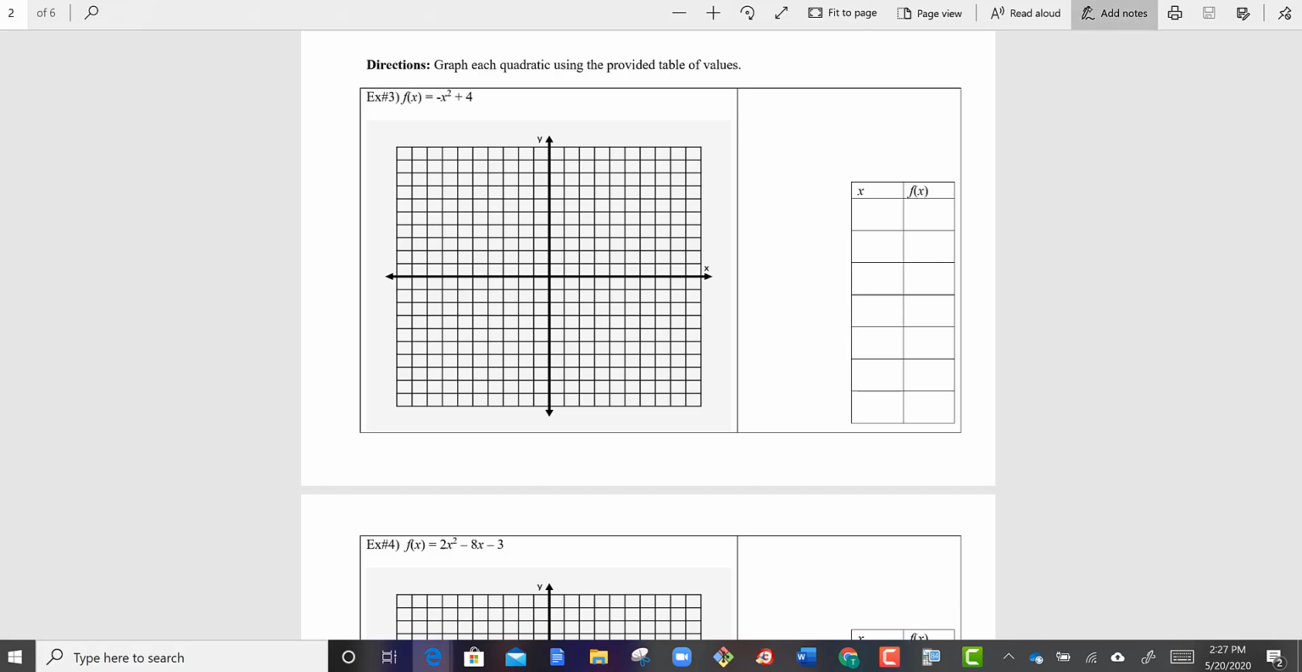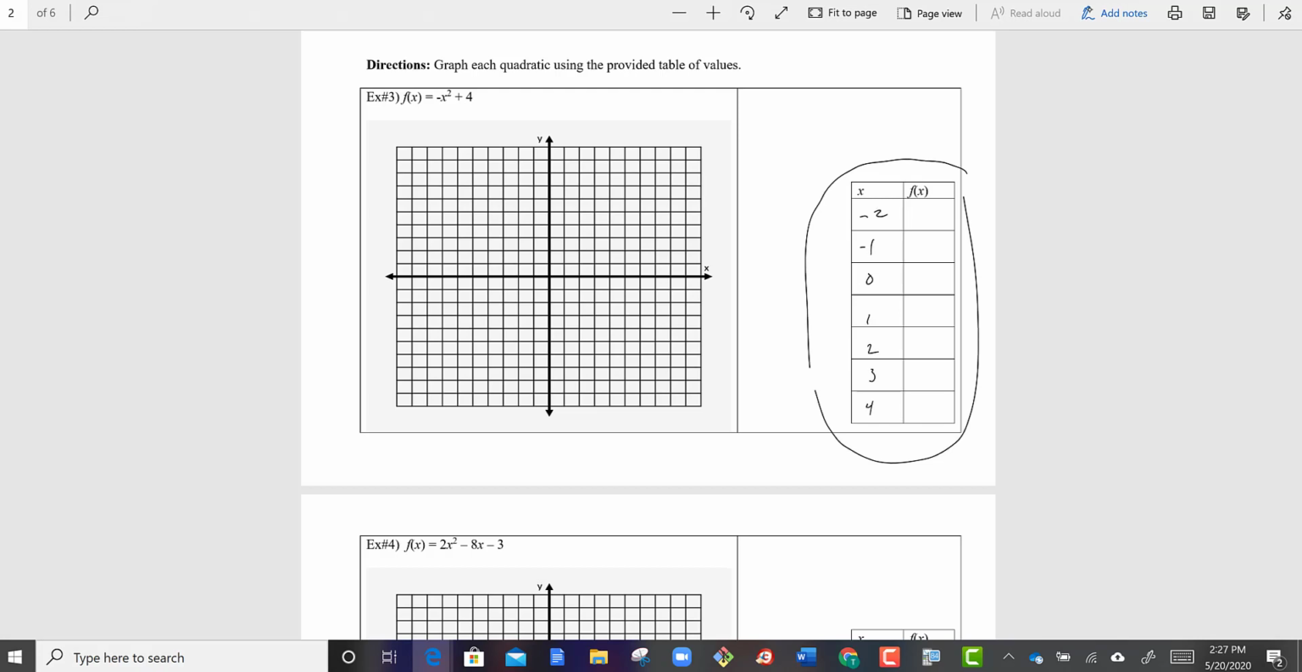All right, so here we're actually going to graph some of these quadratics. Remember to show your work, but to graph each quadratic using the provided table of values. So they give us a table of values, and some people may be thinking, well, let's just start subbing numbers in for x. We don't want to do this necessarily and see if it works out.